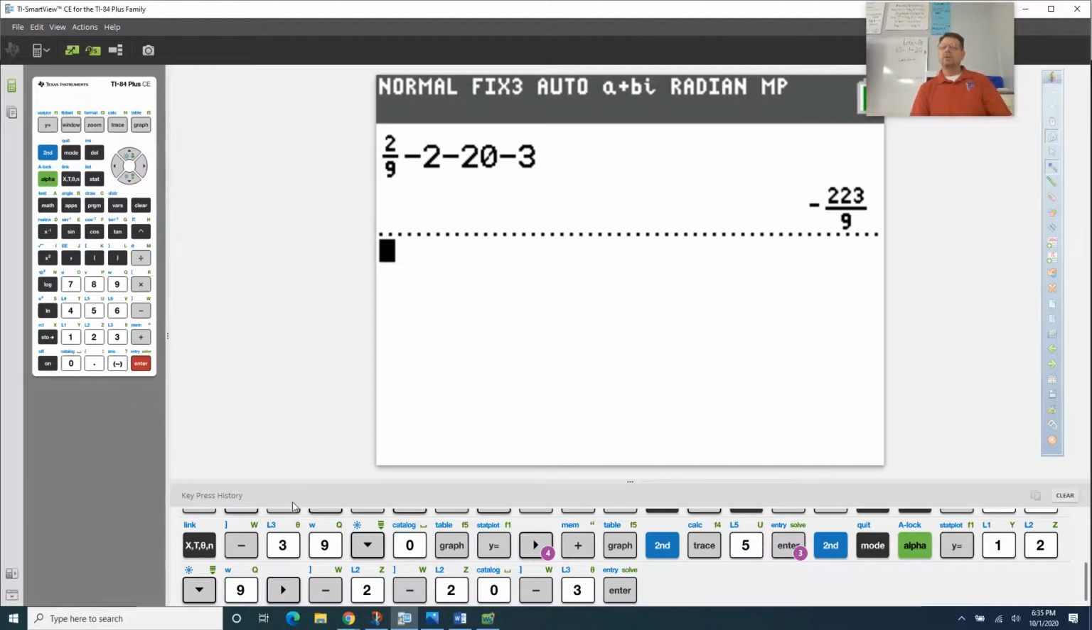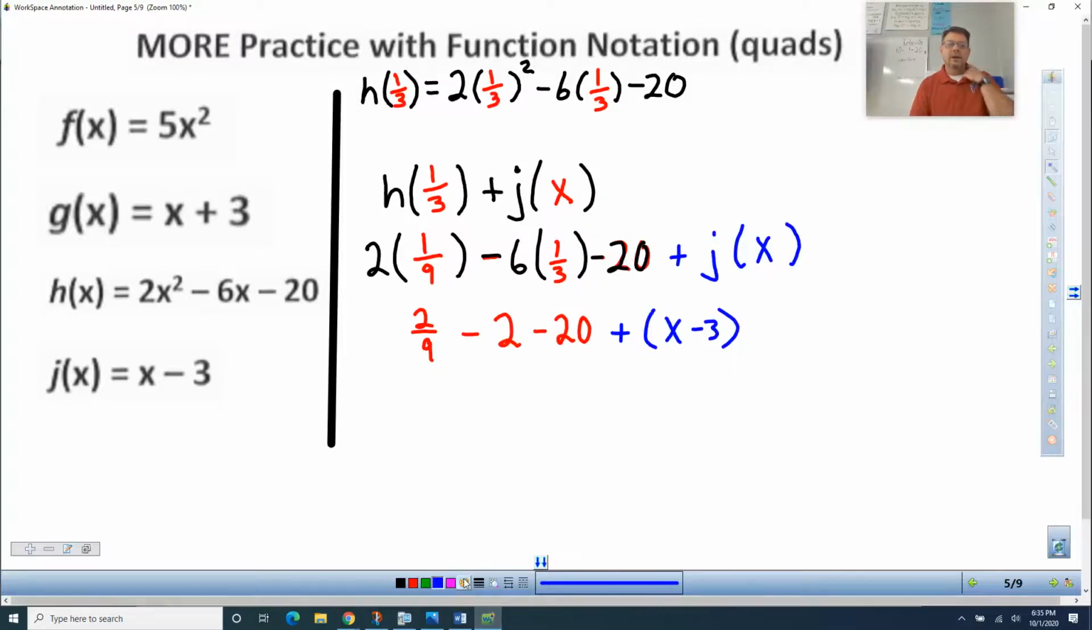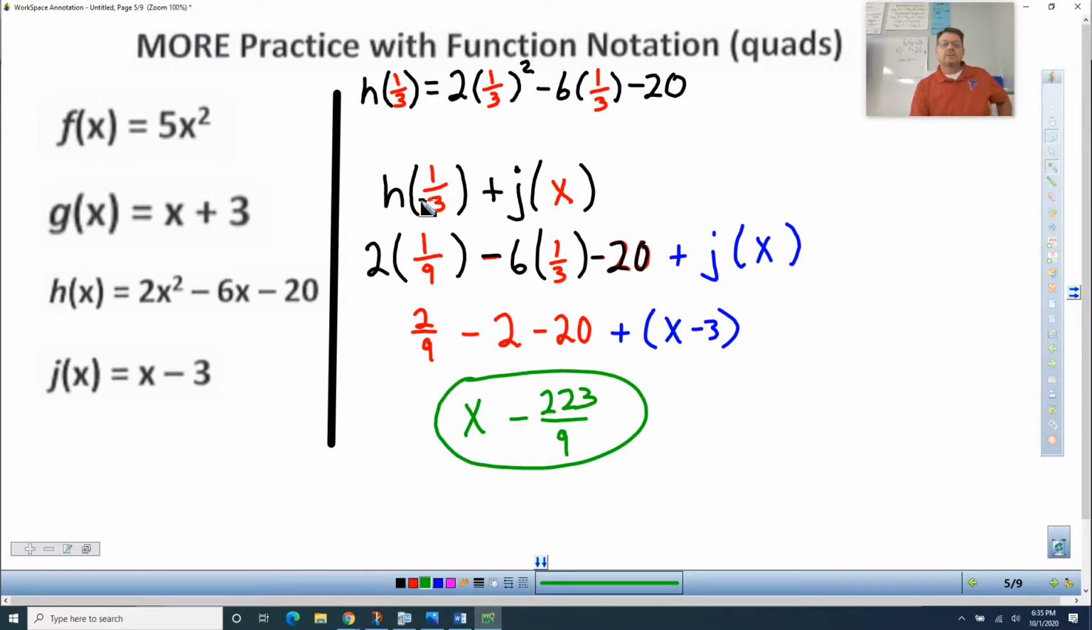And looky there. Isn't that a beautiful fraction? Negative 223 over 9. Who cares? Okay. So all of that mess right there turns back into negative 223 over 9. And then what? You got an x out front. So x, and then when you simplify all the like terms, that's what you get. So h of 1/3 plus j of x equals x minus 223 over 9.